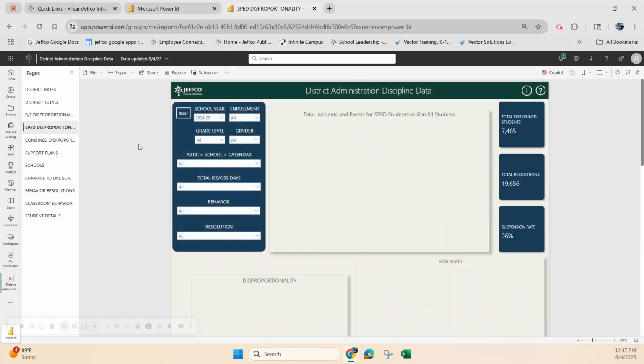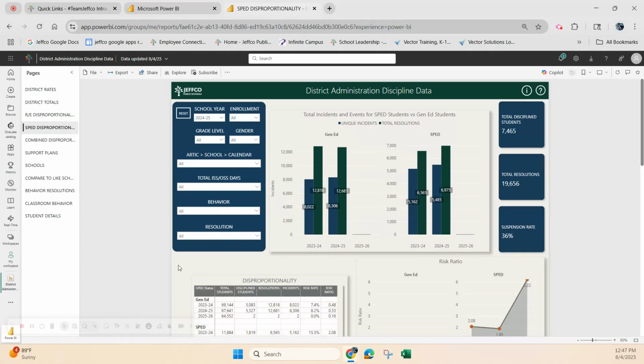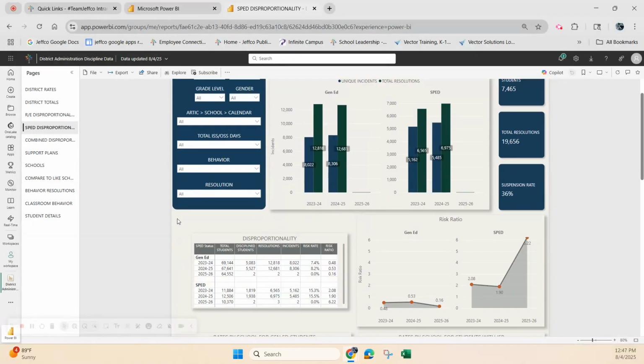The next tab is the same sort of information but by special education disproportionality. Just to be really explicit about this, special education students or students with disabilities are those with an IEP or those that are receiving special education services. And within discipline data, if they had an active IEP on the date of the incident, that is what's counted towards this. So here you can see we have our general education student trend data versus our special education student trend data.